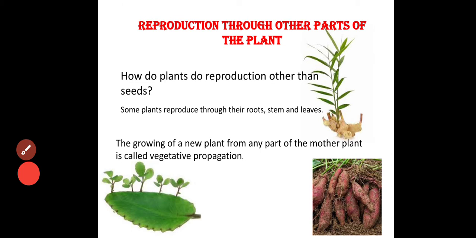The growing of a new plant from any part of the mother plant is called vegetative propagation. What do you call that? We call it vegetative propagation. Let us discuss vegetative reproduction through different parts of the plant. That is reproduction through the roots.